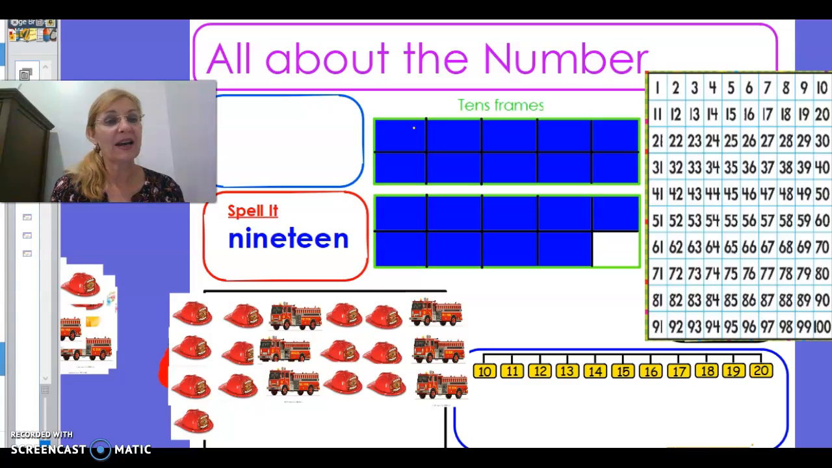Hello. Are you ready for an all about the number? I want you to tell me today's number. I have two 10 frames in blue here. Can you count and tell me what our number is? I'll give you a second to count it and tell me today's number.